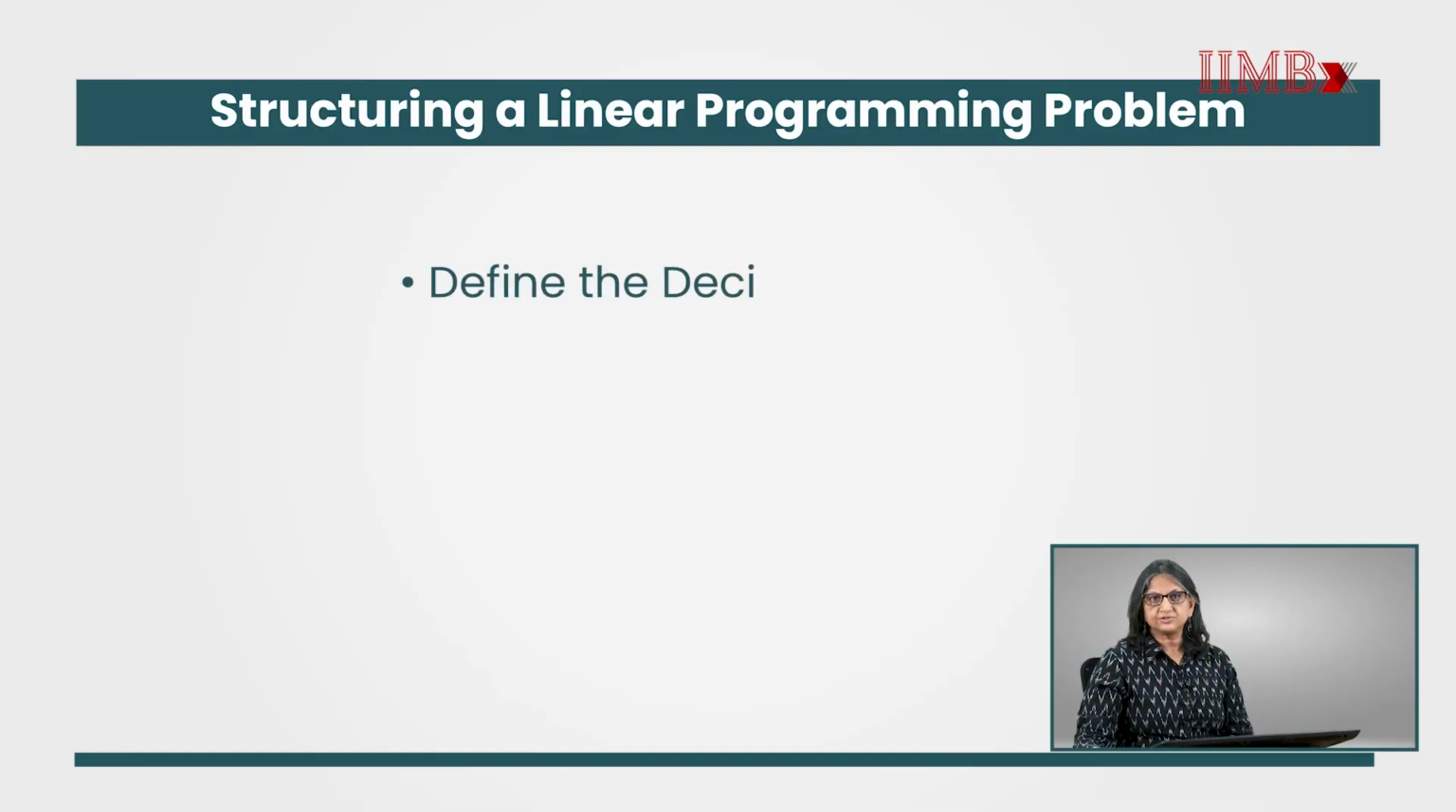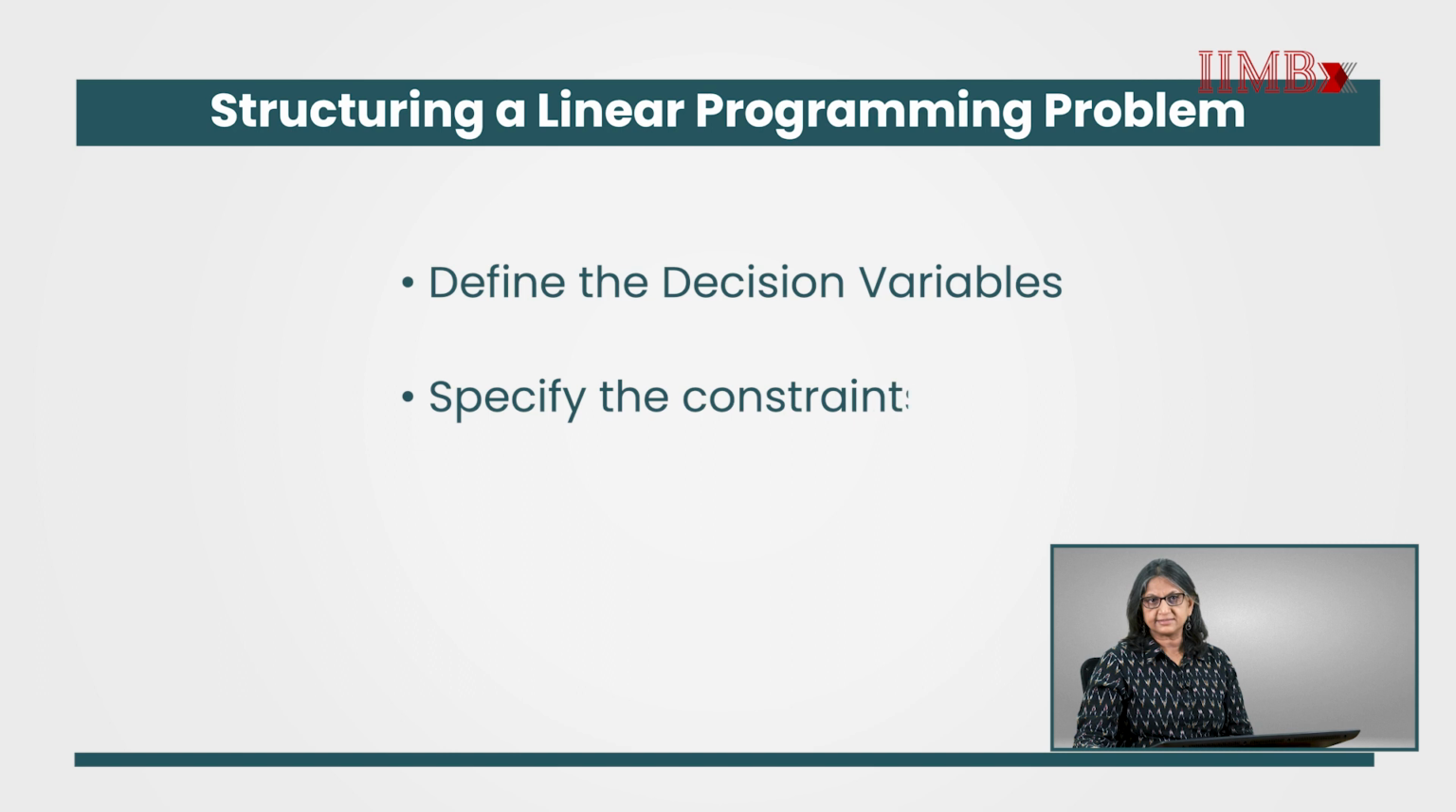For any mathematical programming problem, we will need three ingredients. What are the decisions to be made is the first thing; we need to define the decision variables. Then we need to think about what are the conditions to be met, and this is called specifying the constraints. And the last thing we want to specify is what will help us decide what's the best decision for us, and that is specifying the objective.